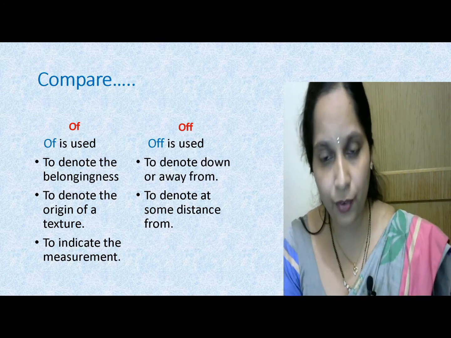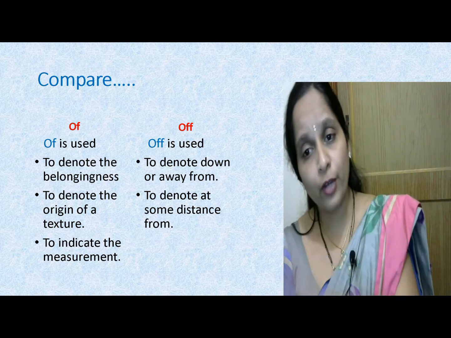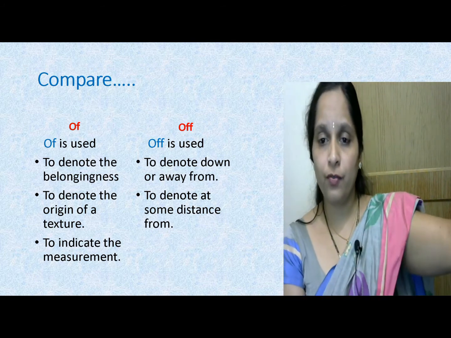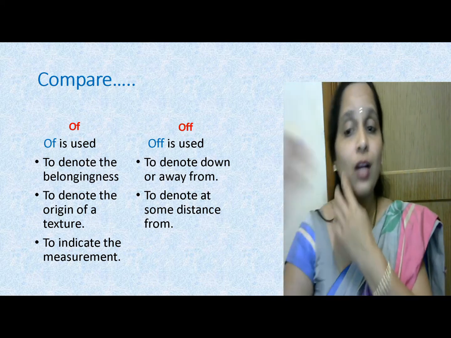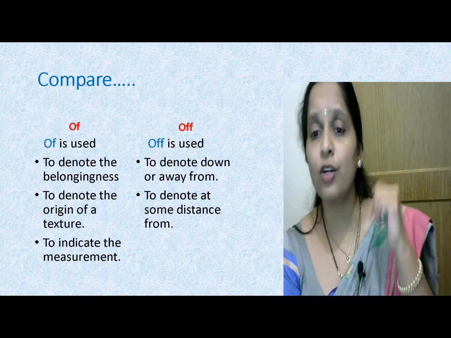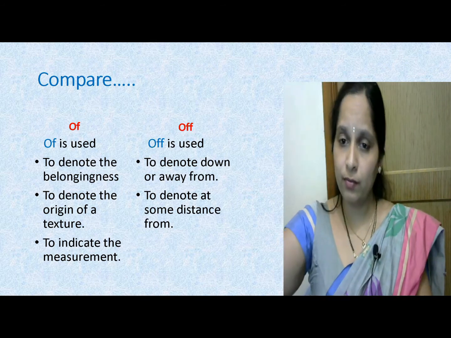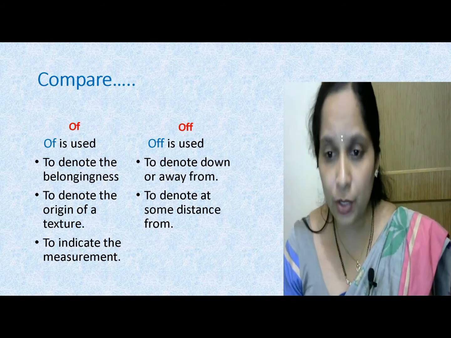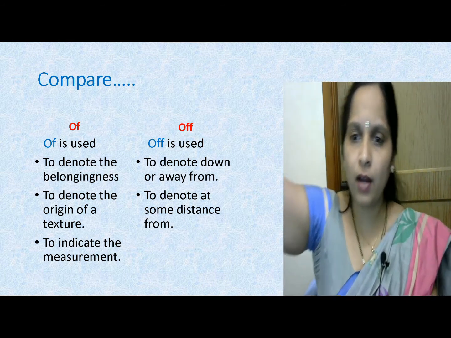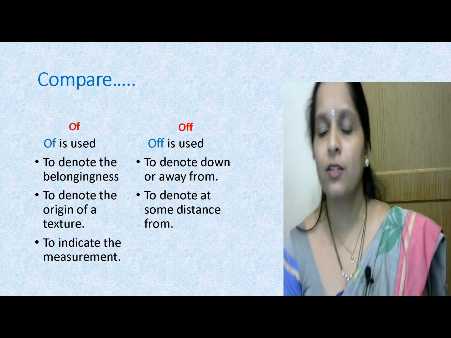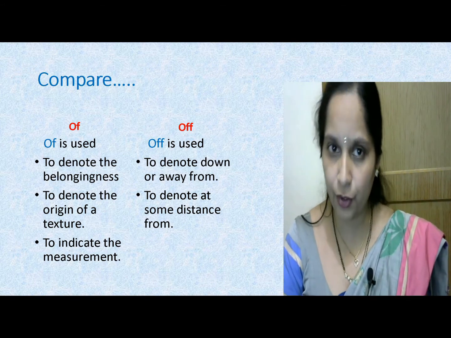So again, off. When are we supposed to use off? Switch it off. Get off. To denote down or away from. Go off. Again, off: denote at some distance from. Far off, a place far off from my native. So that is off for you.